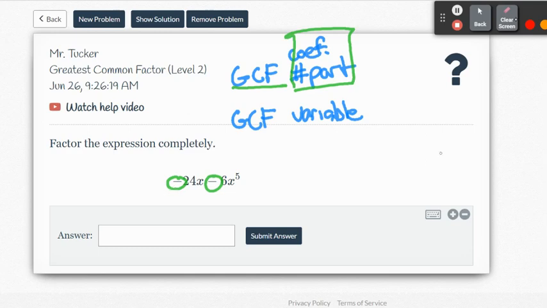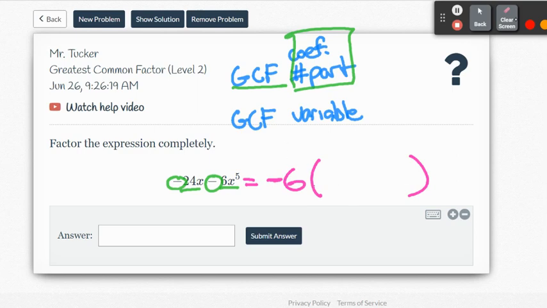So I need to look at the negative, and then I also want to identify between 24 and 6, the greatest common factor that goes into both of them. And 6 goes into 6, and it also goes into 24. So 6 is going to be my number. So I'm going to factor this out by pulling out a negative 6. And then I'm going to put parentheses. As always, you put your GCF in front with a set of parentheses.